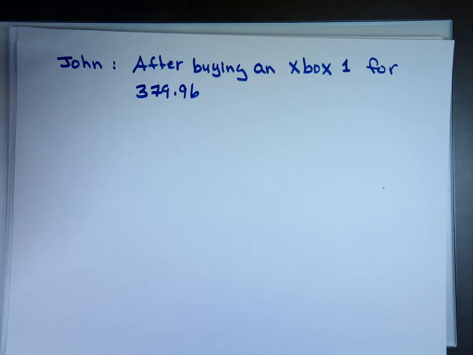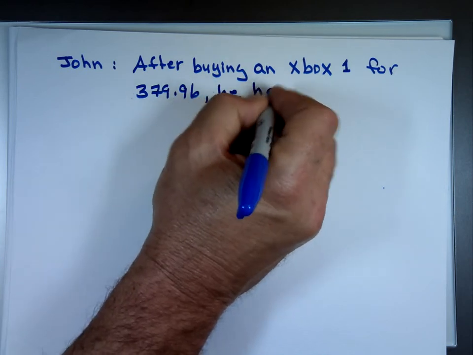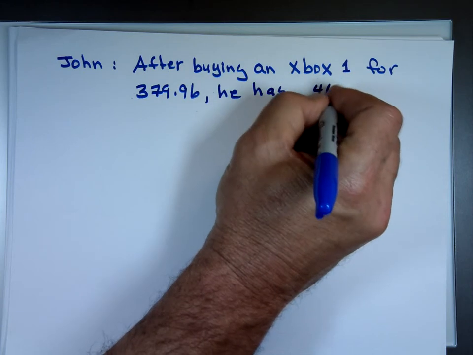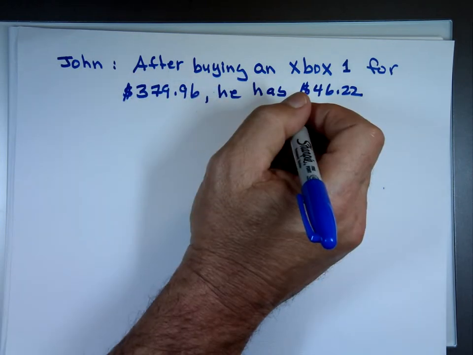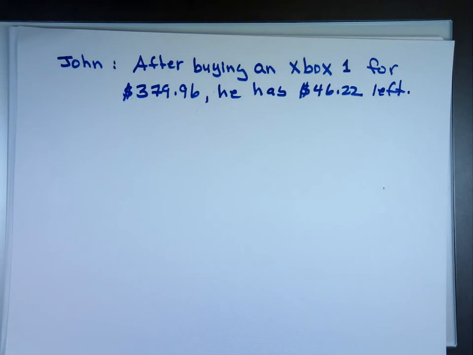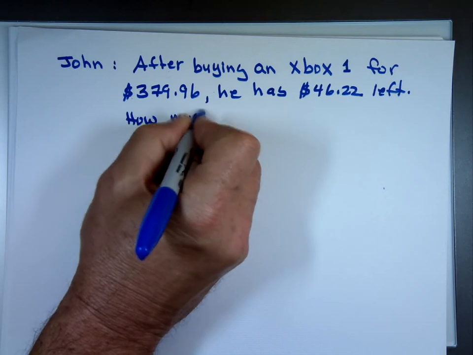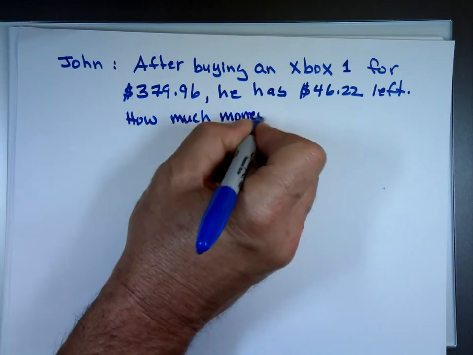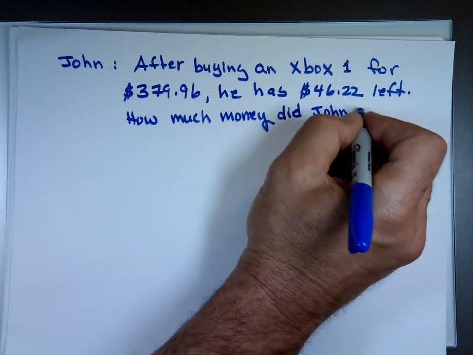So, let's change it. 379.96. That's what he spent on it. After buying that, he has $46.22 left. How much money did he have before? I want to make an equation out of it. X minus 379.96 equals 46.22.